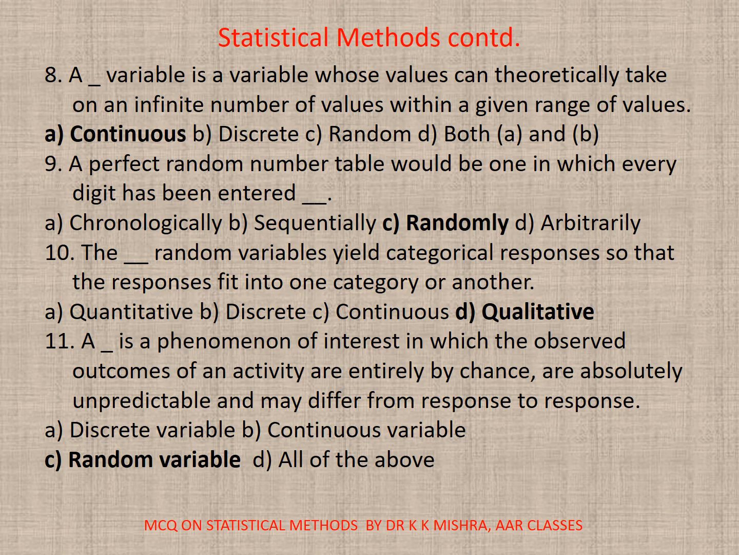Qualitative. 11. A dash is a phenomenon of interest in which the observed outcomes of an activity are entirely by chance, are absolutely unpredictable, and may differ from response to response: A. Discrete variable, B. Continuous variable, C. Random variable, or D. All. The correct option is C.